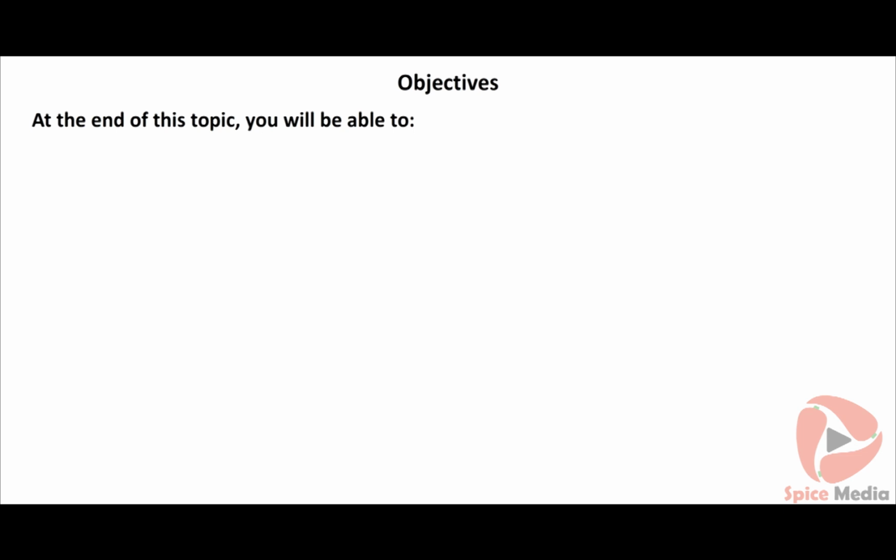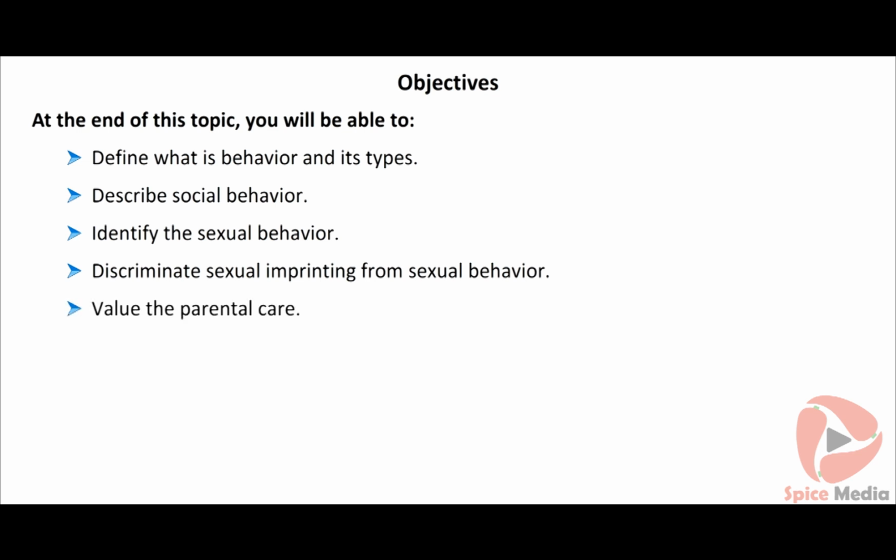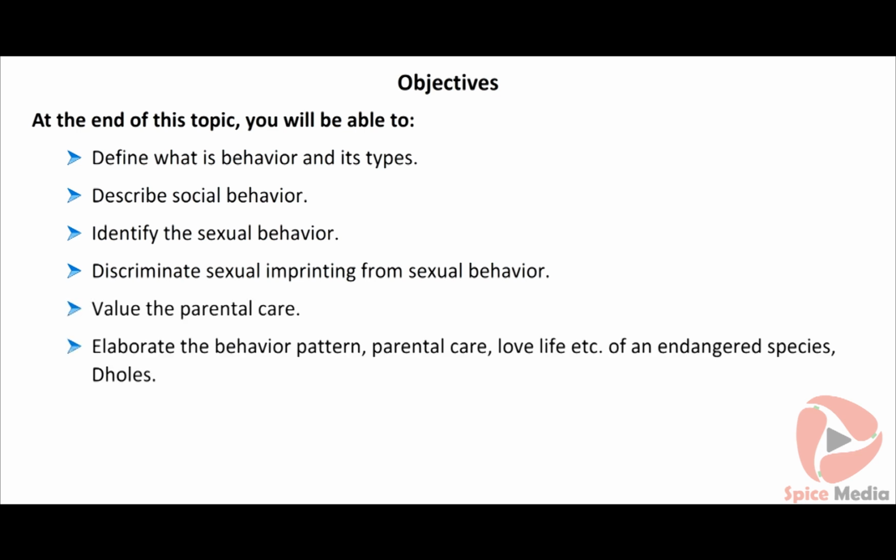At the end of this topic, you will be able to define what is behavior and its types, describe social behavior, identify the sexual behavior, discriminate sexual imprinting from sexual behavior, value parental care, and elaborate the behavior patterns, parental care, love life, etc. of an endangered species, Dholes.